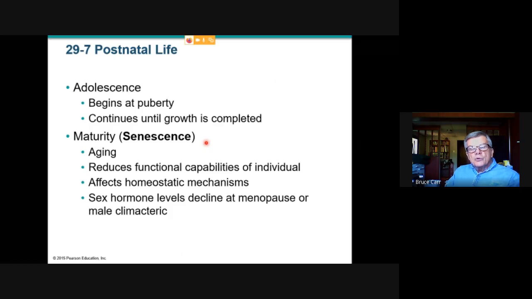Now, since we're so fixed on height, we typically think we grow until we're 18 or 19. And in fact, height often is completed by 19 or 20, but bodily growth overall continues considerably beyond that. So a better estimate of the end of adolescence would be 25 to 28 years old.